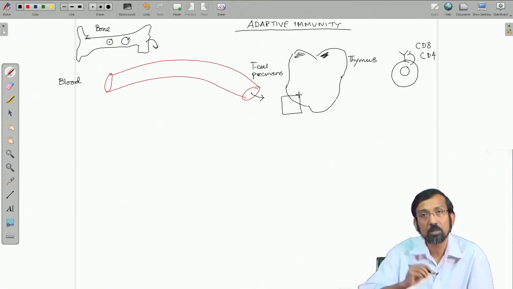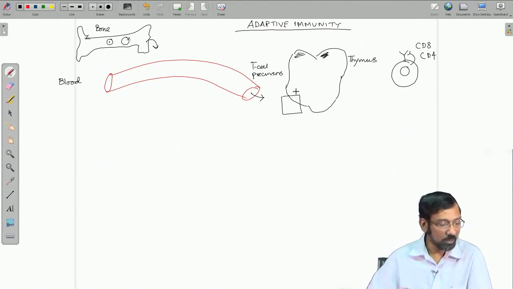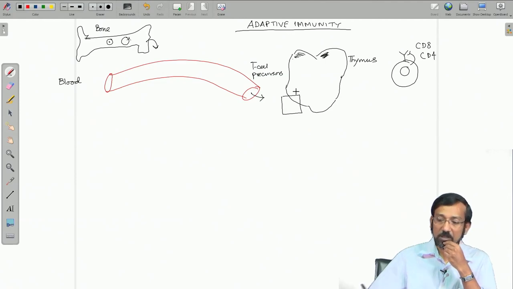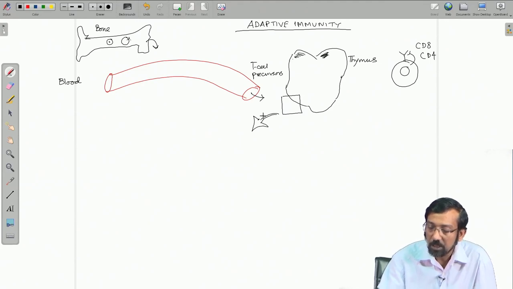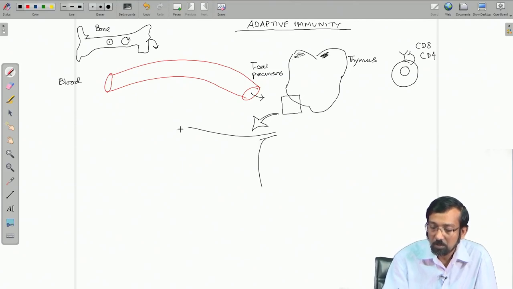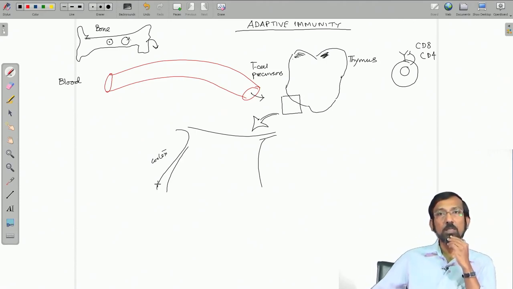So, now these T cell precursors enter into the thymus, and inside the thymus, if you have a magnified view of this, you will see there is a cortex region and paracortex region. So, this maturation primarily occurs in the cortex region. What happens here?